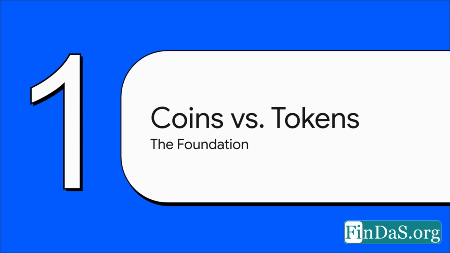To build any kind of framework, you have to start with a solid foundation. And in the crypto world, that foundation is understanding the critical difference between a native cryptocurrency, what we call a coin, and a token. A coin, you see, is the native asset of its own independent blockchain. Think of it as the fuel for its own engine. A token, on the other hand, is built to run on top of a blockchain that already exists.